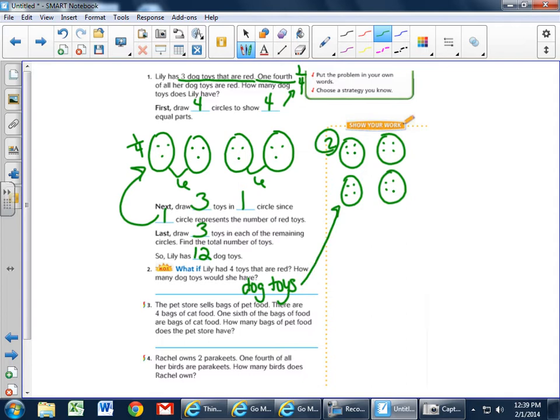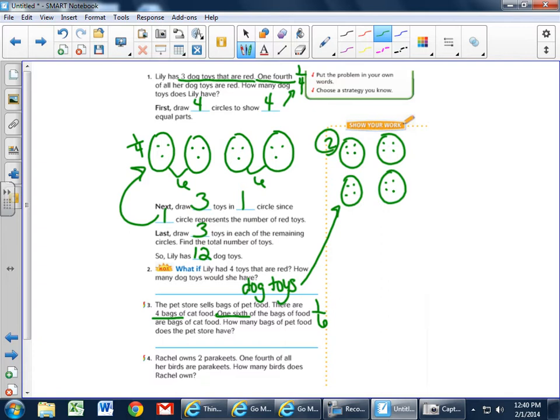Okay. The next one, number 3. The pet store sells bags of pet food. There are 4 bags of cat food. 1/6 of the bags of food are bags of cat food. How many bags of pet food does the store have? Pet store sells bags of pet food. There are 4 bags of cat food. 1/6 of the bags are the cat food. How many bags does the pet store have?